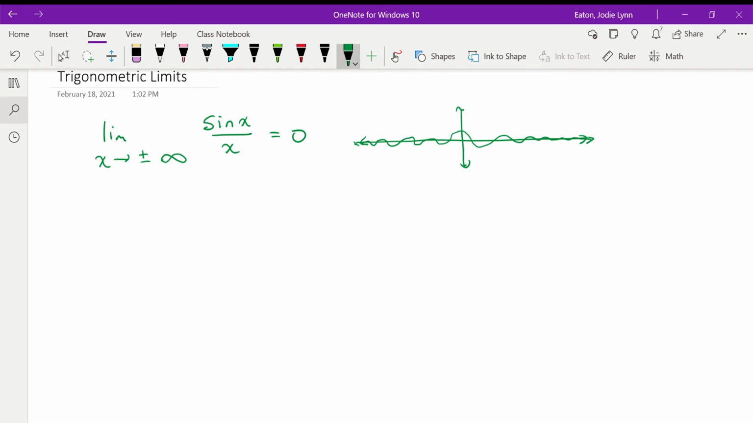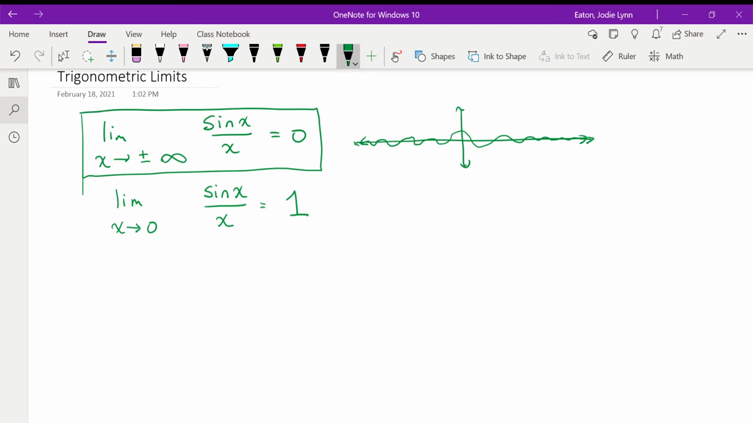We have another one related to sine x over x, which is the limit as x approaches 0 of sine x over x, which would give us 0 over 0. Sine x at 0 is 0, and x at 0 is 0, and the limit is equal to 1. And that's something you can see if you graph it. So this is number 1 thing to know. This is number 2 thing to know.